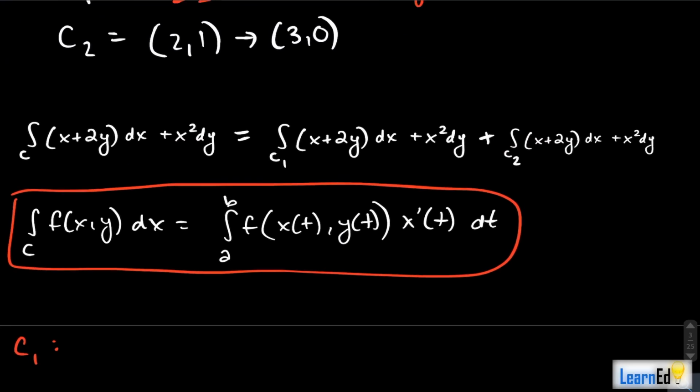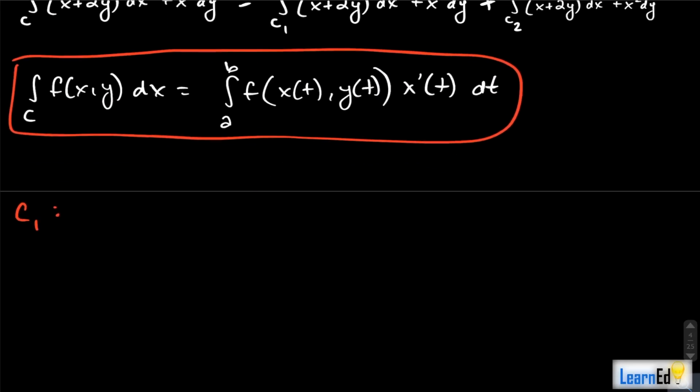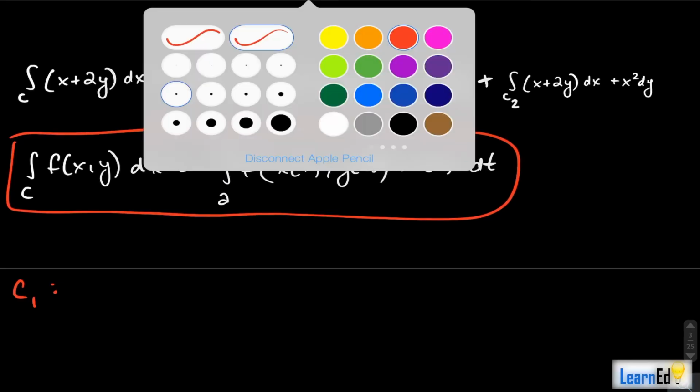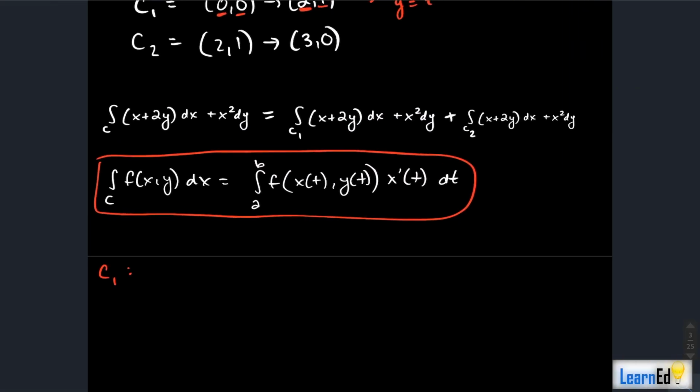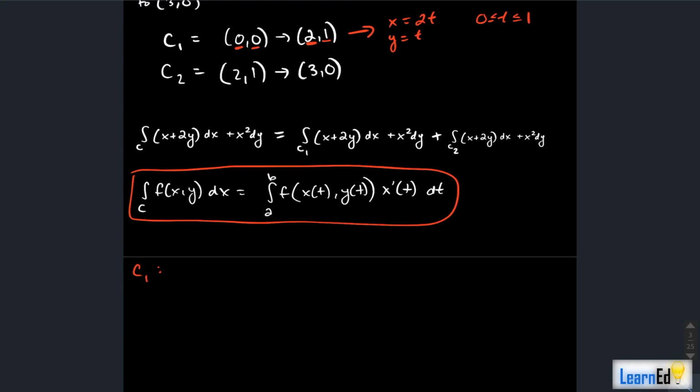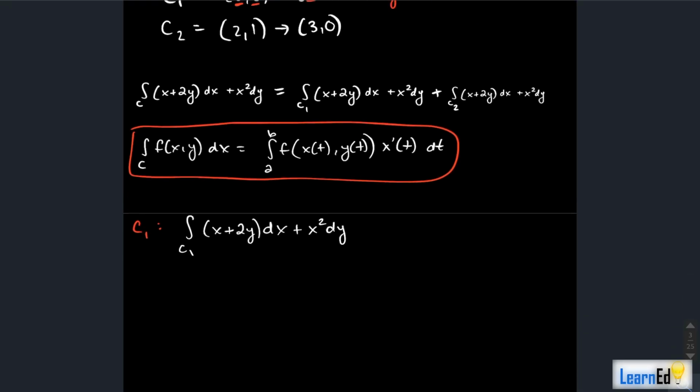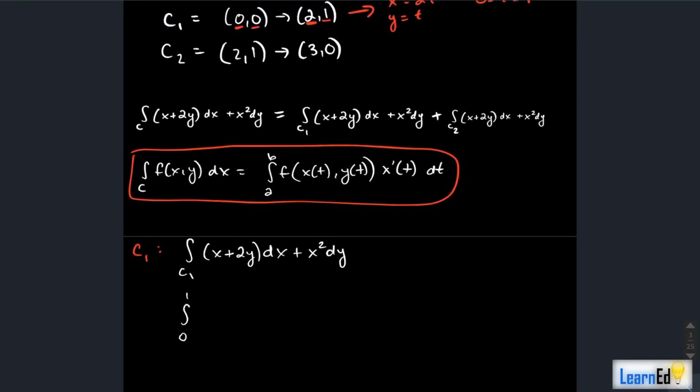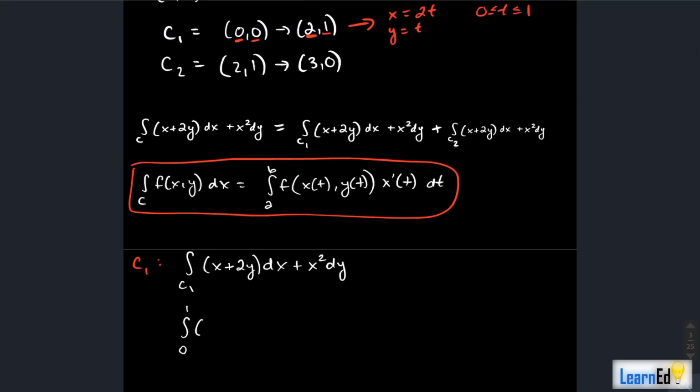Now that we have that all set, we're just going to plug that in. I'll zoom out so you can see it. We have the integral over C1 of x plus 2y dx plus x squared dy, and C1 is just from 0 to 1 on the t. We know that x is just 2t, y is t, so 2 times y is 2t, dx.